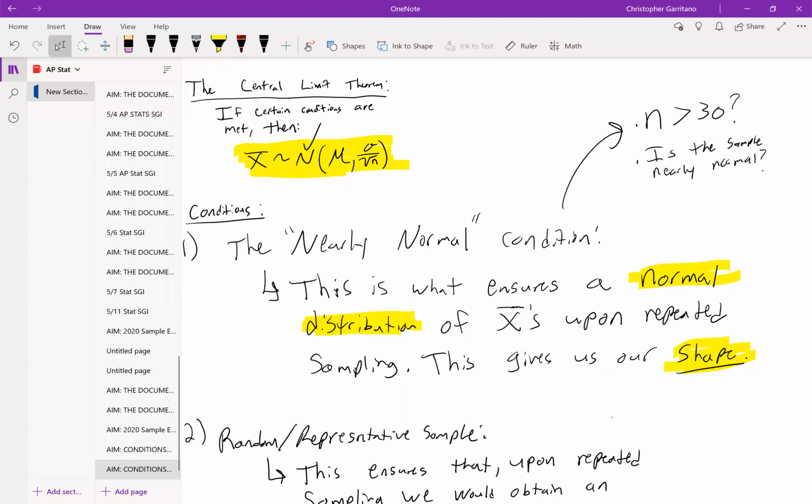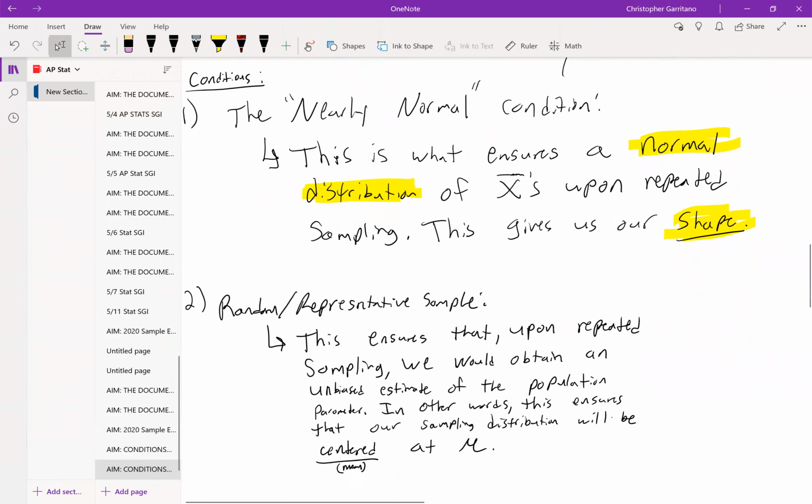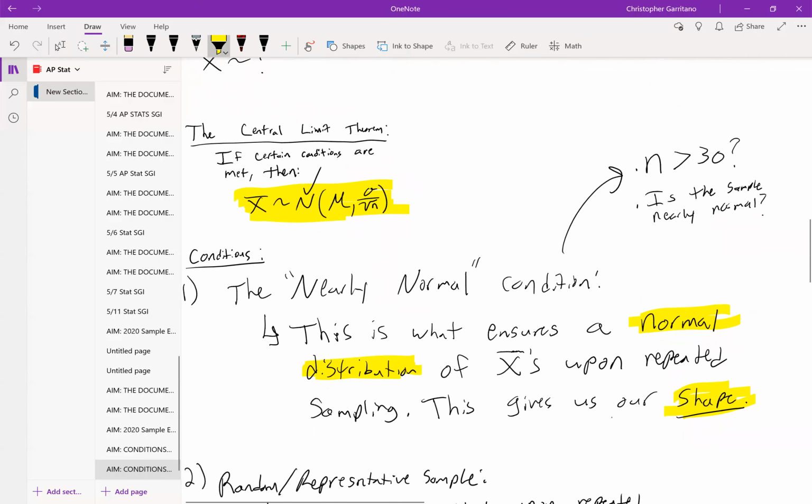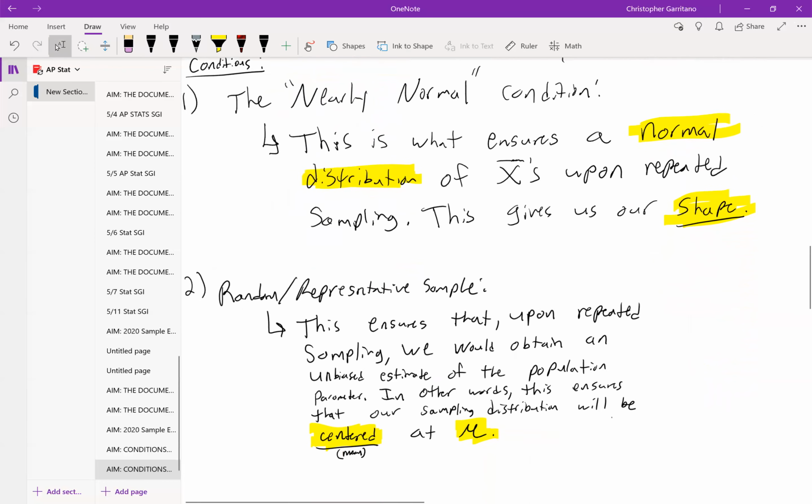Then there's the random representative sample. It's identical to what we discussed yesterday with proportions, except what this does is upon repeated sampling, we would obtain an unbiased estimate of the population parameter. In this case, the parameter of interest is mu. So what this does is it tells us that our normal distribution of X bars will be centered. In other words, its mean will be mu. So that random representative sample condition gives us the center of the distribution of X bars.